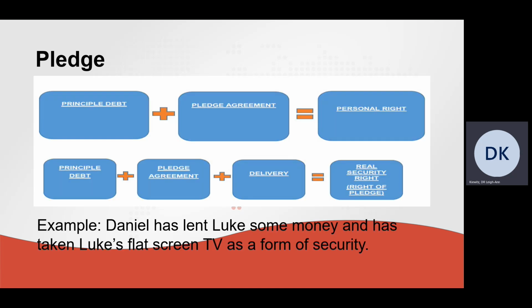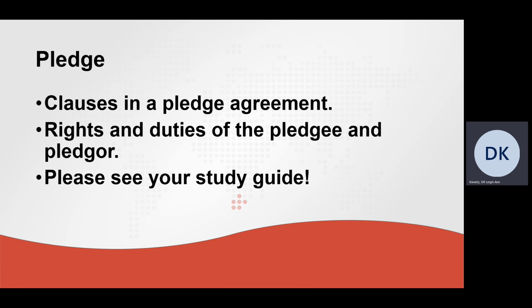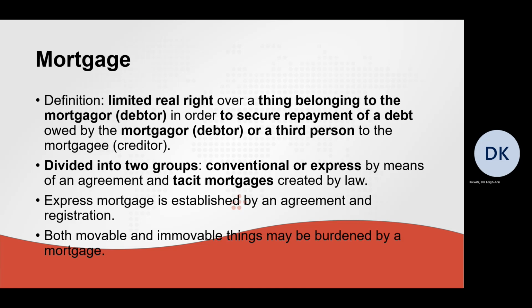If there is only a principal debt and a pledge agreement, only a personal right will be established. Whereas if there is a principal debt, a pledge agreement, and delivery, real security rights will be established. For example, Daniel has lent Luke some money and has taken Luke's flat screen TV as a form of security. Please see your study guide for clauses in a pledge agreement and the rights and duties of the pledgee and pledger.